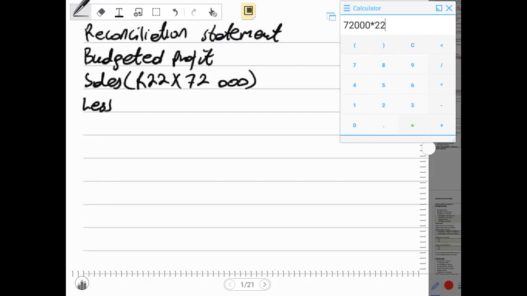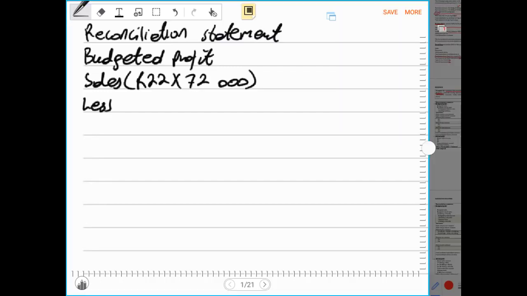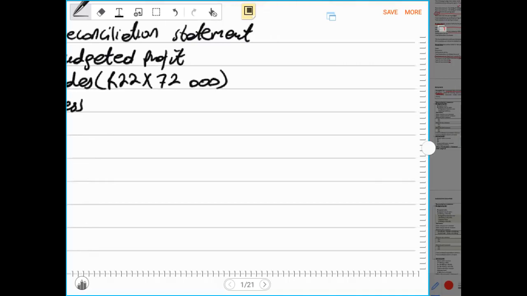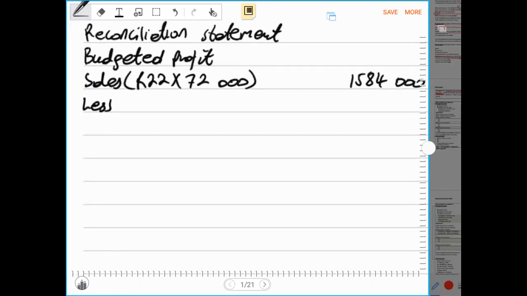72,000 times 22 rand gives us 1,584,000 rands. This is our budgeted sales. Then we less our cost of sales, and I want to formalize it and write it as less cost of sales. Though sometimes in the solution they might not say minus or less cost of sales, it is very important that you understand that we subtract our cost of sales.